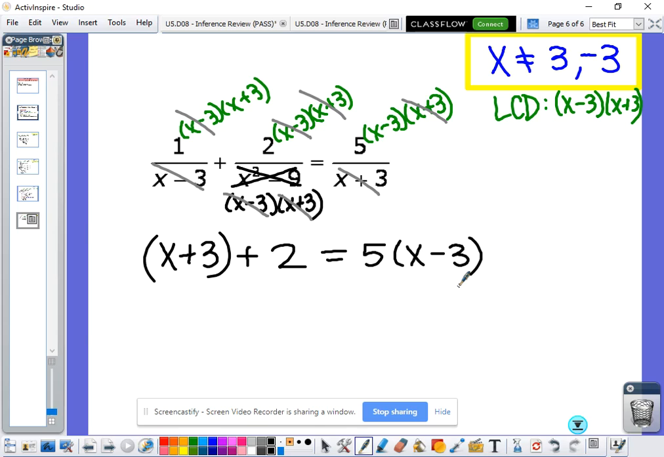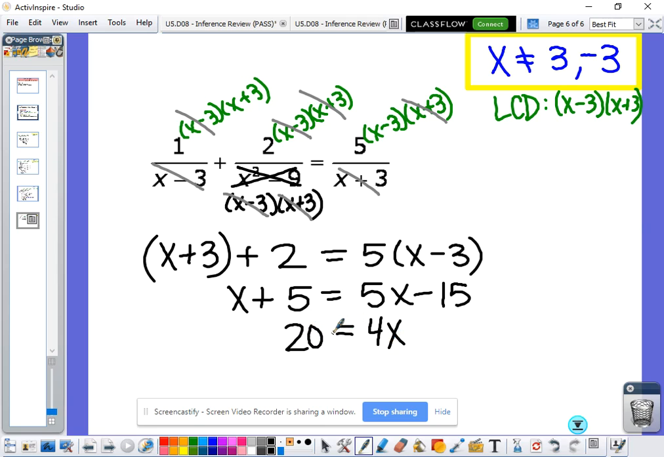Okay, combining like terms over on the left side, I get x plus 5. Distributing the 5 through, 5x minus 15. If I go ahead and subtract x over, I'll get 4x. And if I add 15 to the other side, I get 20. 4 divided by 20, x will be equivalent to 5. 5 is not an excluded value, so 5 is my solution.